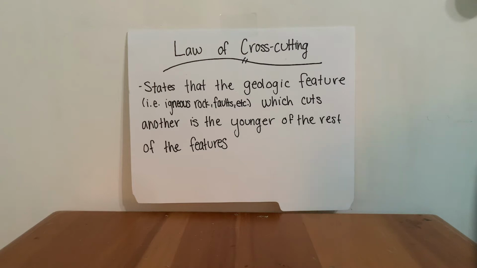The law of cross-cutting states that a geologic feature that cuts another is the younger of those features. A geologic feature could include an igneous rock, faults, etc. Now I can explain the concept even further with the aid of the texture map.